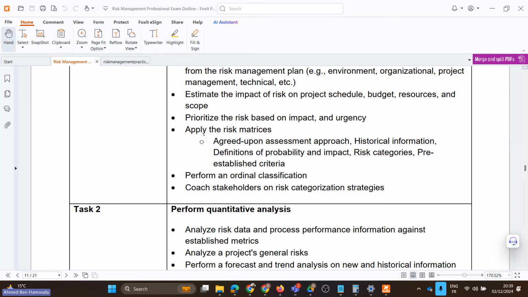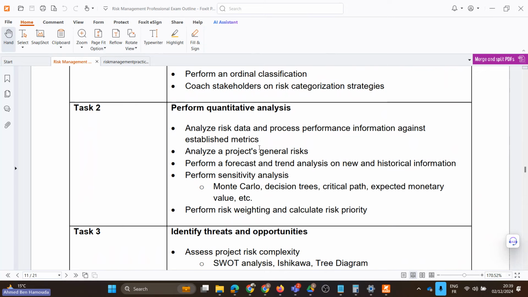Then we can apply the different risk metrics, such as, for example, the agreed upon assessment approach. I've already mentioned some historical information, or pre-established criteria, such as, for example, sometimes in some projects we have pre-established criteria for risks, and we know that for this type of project there are always these types of risks. Okay, and for these types of risks, this is how we consider them, this is how we analyze them, this is how we evaluate them. So again, this is the kind of thing which you will see in your risk management professional course.